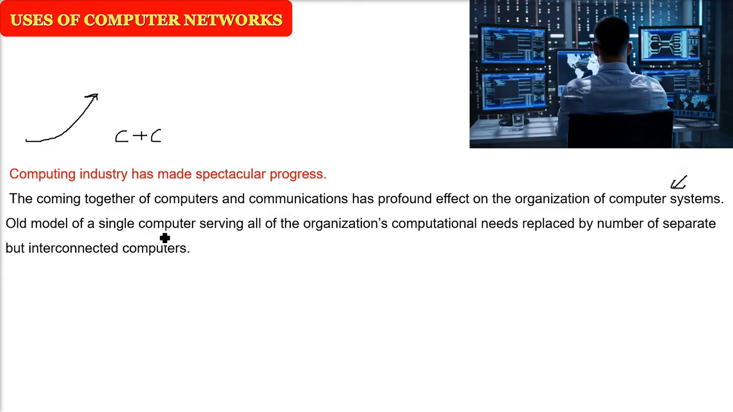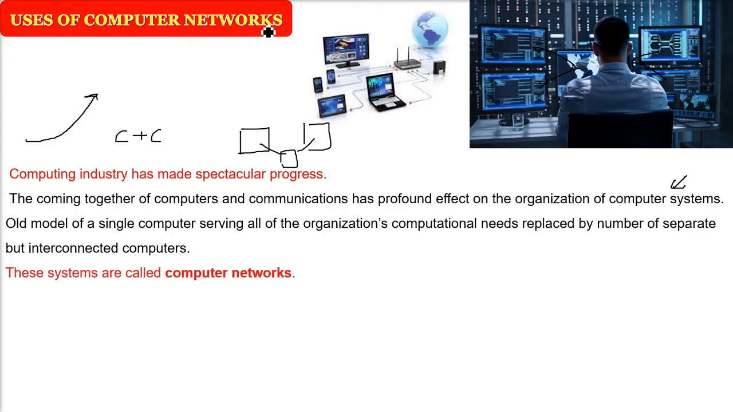Previously, we used to work on a single computer. Now the things have changed. The organizational, institutional, computational needs have changed. And now we have multiple computers with high computing powers. They are interconnected, and these systems of interconnected computers are called computer networks.